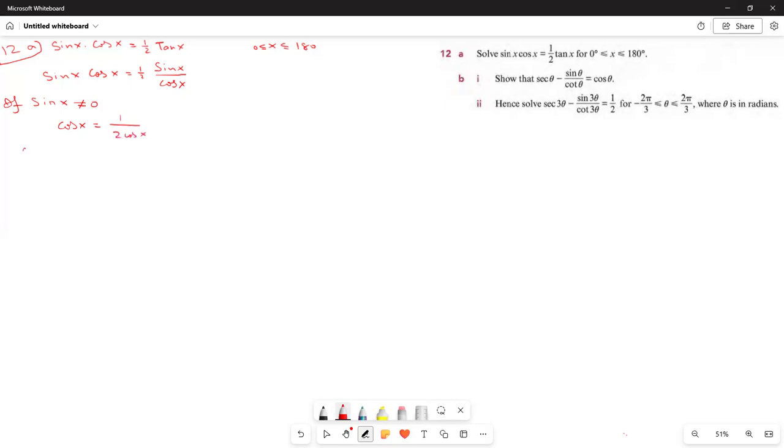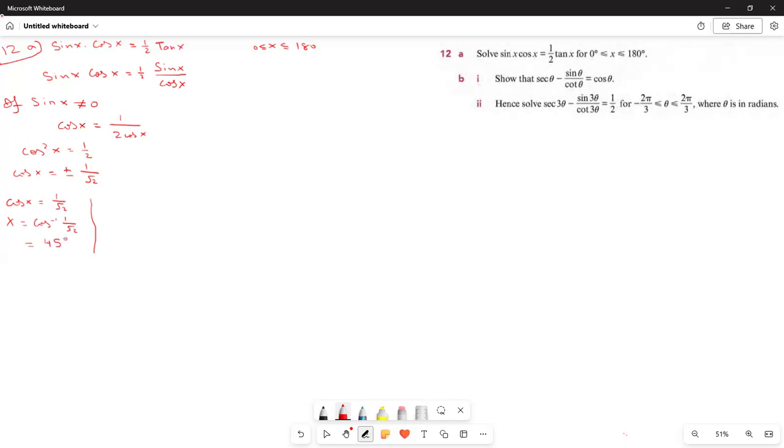So cos square x is equal to 1 by 2, which means cos x is equal to plus minus 1 over root 2. So here I have two solutions to work on. One is cos x equal to 1 over root 2. So x is equal to cos inverse of 1 over root 2. And if you remember, this will give me 45 degrees.